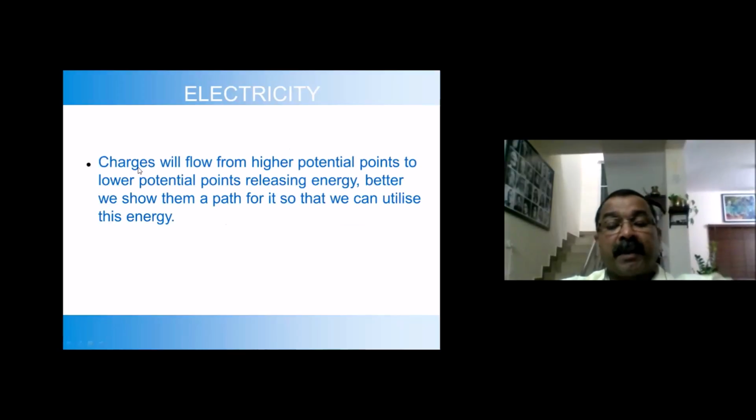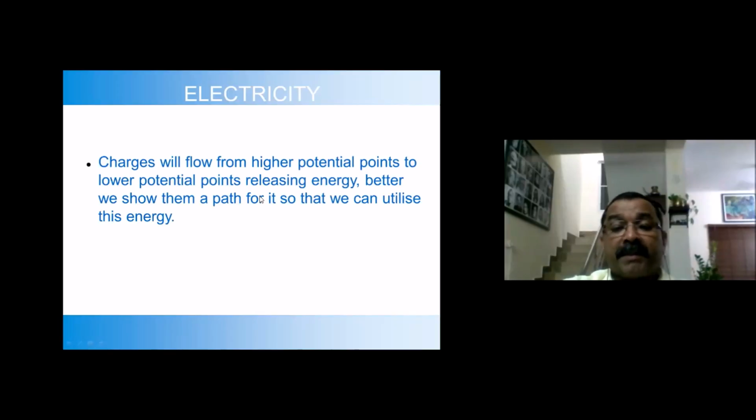If a charge from a higher potential point reaches a point at a lower potential level, that means that it has got released some energy. And if we could show them a path for this travel, we can utilize this energy. That is the basic principle of utilizing the energy, utilizing electrical energy or whatever energy it may be.